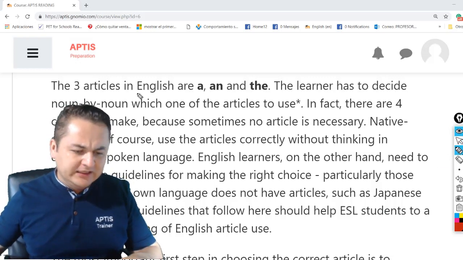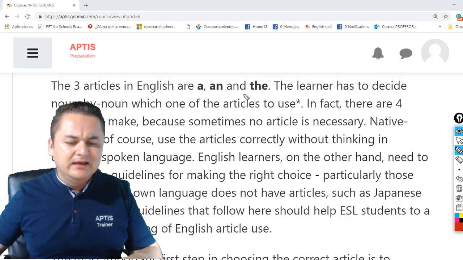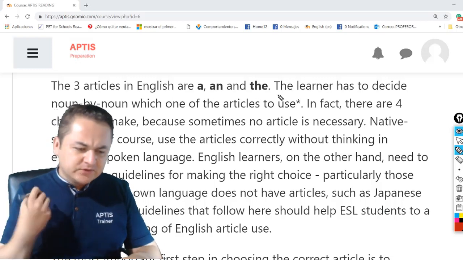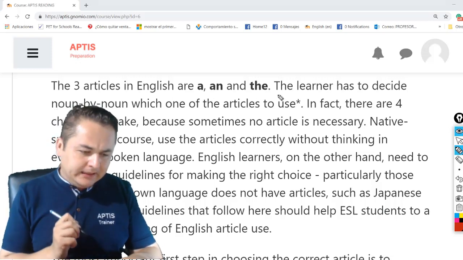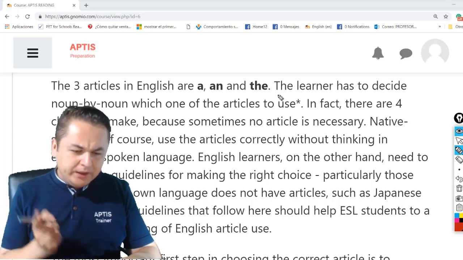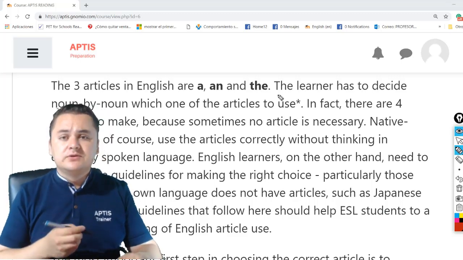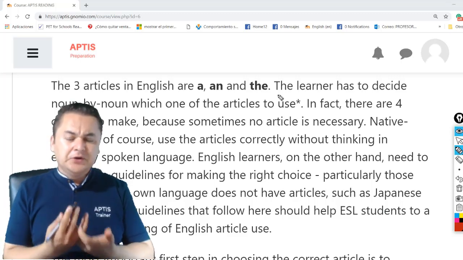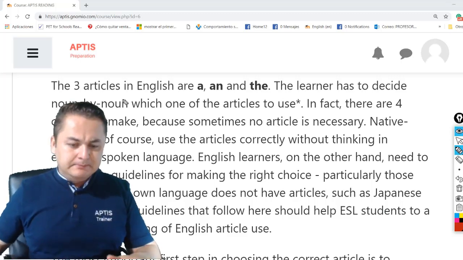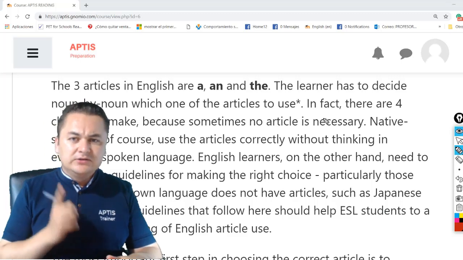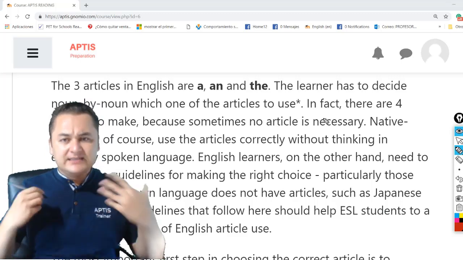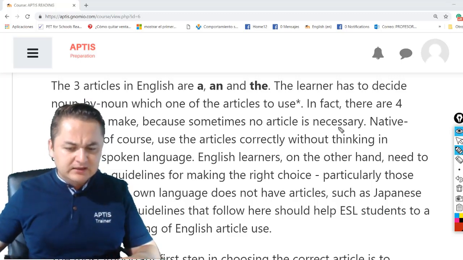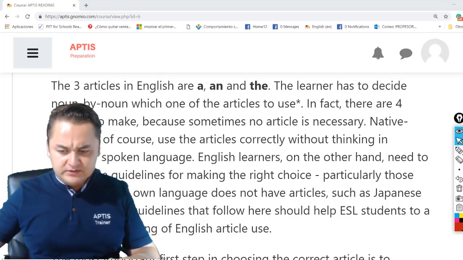The three articles in English are a, an, and the. The learner has to decide by noun which one of the articles to use. So, if you are a native speaker, this is going to be very simple. But what if you're not? Those who are learning English as a second language need to understand that there are some rules to understand articles.